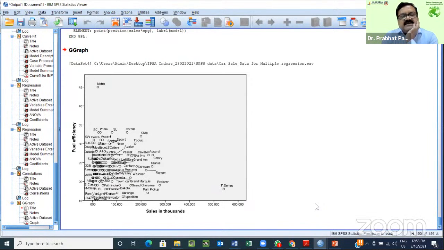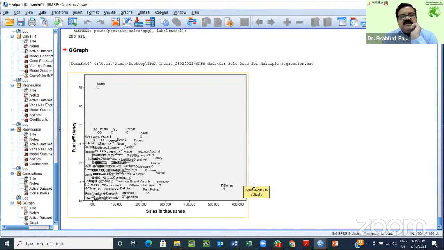So what we found is that there are two cars, the F series and the Metro. These two are quite out of order in comparison to the rest of the market. You can see that. We call them outliers. They bring in a lot of variability in the data. So what do we do with the outlier? The first thing we should do is to remove them, if it is possible.